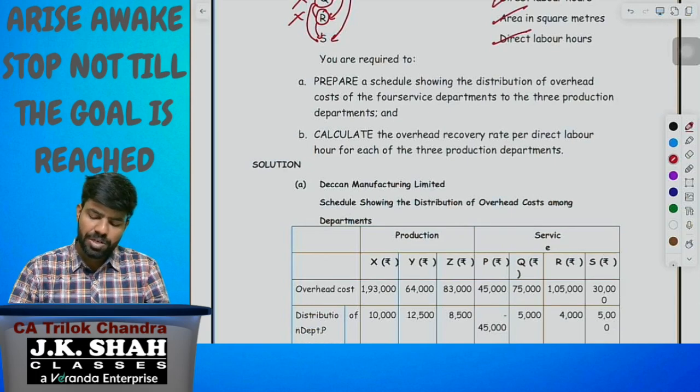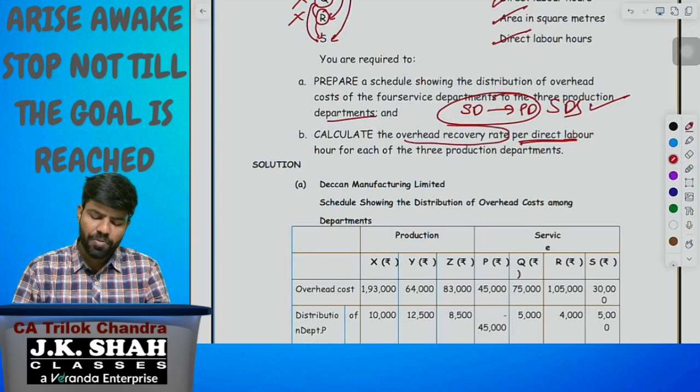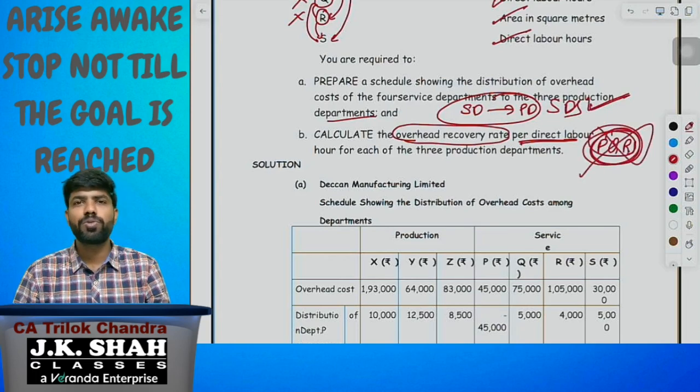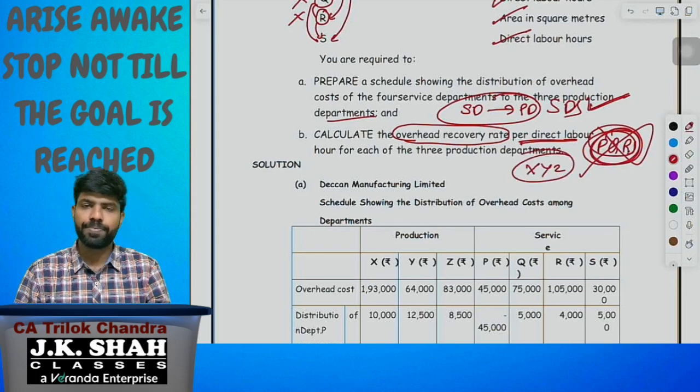So prepare a schedule showing distribution of overhead cost of 4 service departments to 3 production departments. So they are asking from service departments to production departments. So, secondary distribution summary. Next, calculate the overhead recovery rate per direct labor hour. After doing the secondary distribution summary, they are asking to calculate the absorption rate, which is also called the overhead recovery rate. After doing the secondary distribution summary, P, Q, R, S will become 0. These are the service departments, those will become 0. Finally, we'll have the production departments, X, Y, Z. We'll calculate the overhead recovery rate of X, of Y, and of Z.